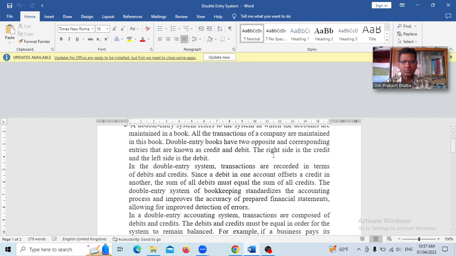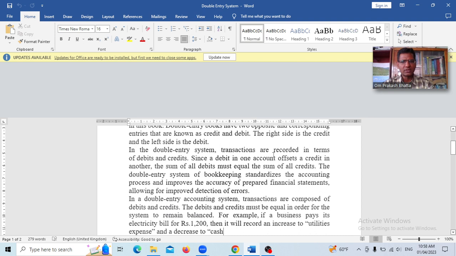The double entry system of bookkeeping standardizes the accounting process and improves the accuracy of prepared financial statements. And it finds different frauds and errors if we find them previously. So this double entry bookkeeping system is composed of debit and credit, which is very reliable. The debit and credit must be equal.